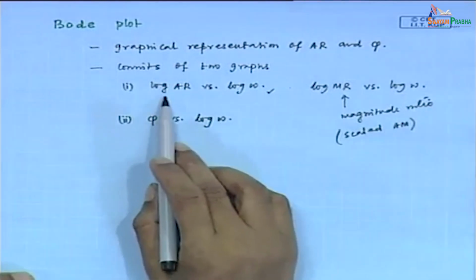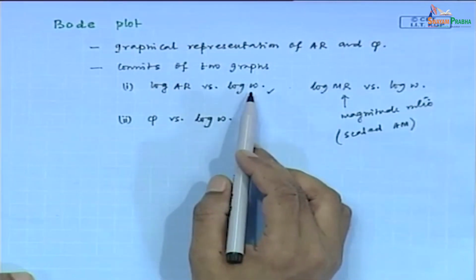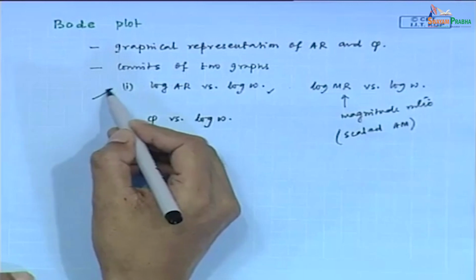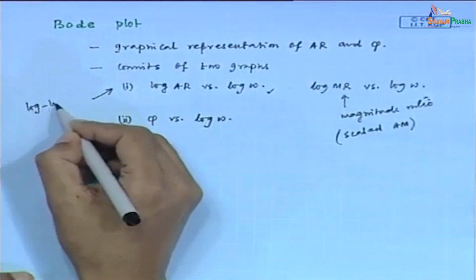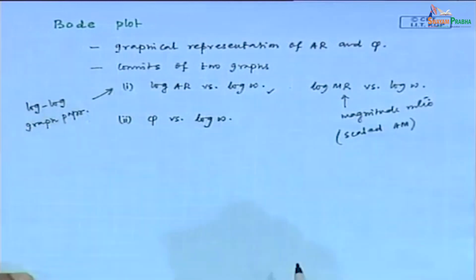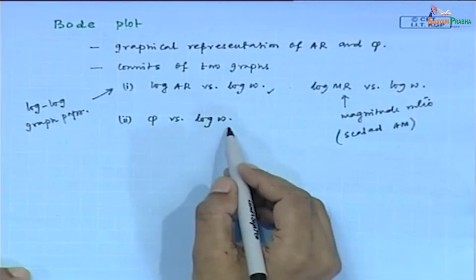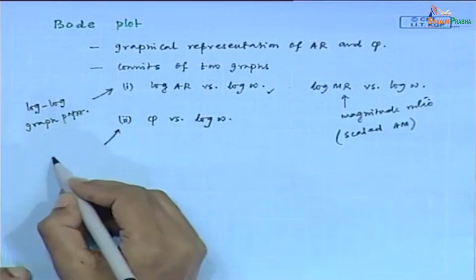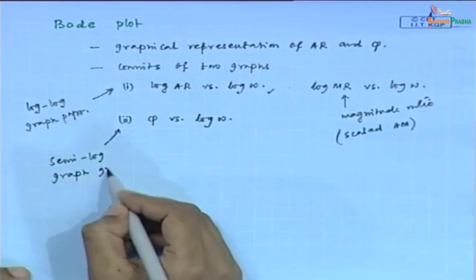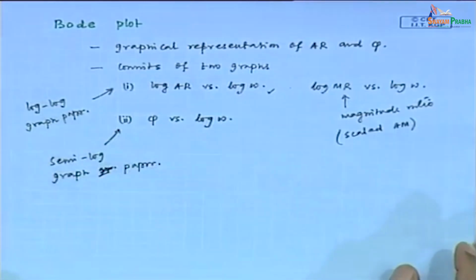Now, since we are interested to plot log amplitude versus log omega, therefore, log graph paper is used for this. So, for the first plot, log graph paper is used, and in the second plot, phi is plotted with log omega. So, for this, semi log graph paper is used. Fine.